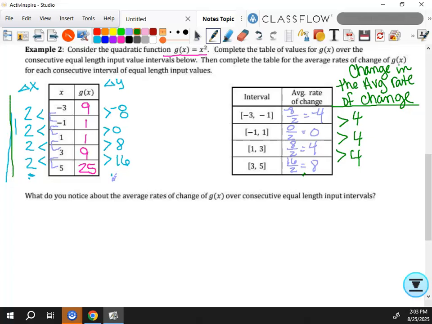These are consecutive equal length input value intervals. If I had done this difference, this would have given me 8, 8, and 8. I can still see that they are changing at a constant rate, because I don't care about the 8 and the 4 really. I mean, there's times where we will, but when we're just analyzing it like this, we don't really care about the actual numbers, just how are they related to each other. Okay, we good with that?